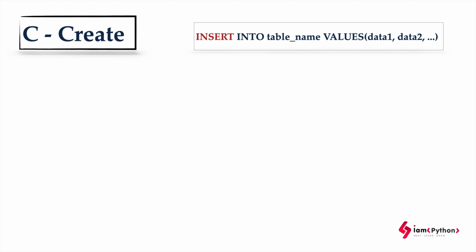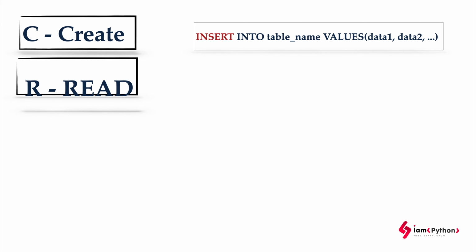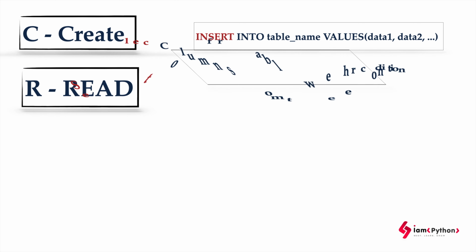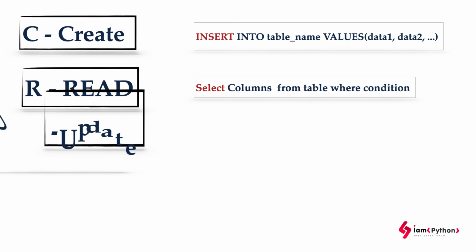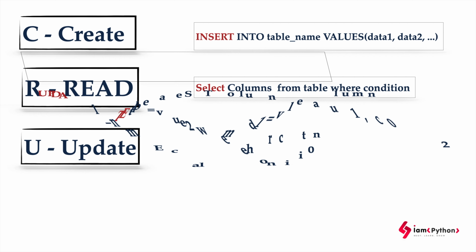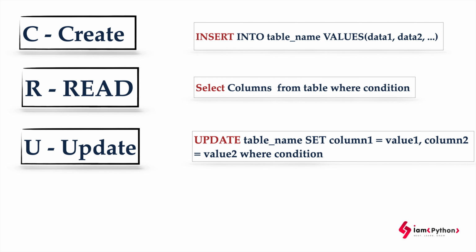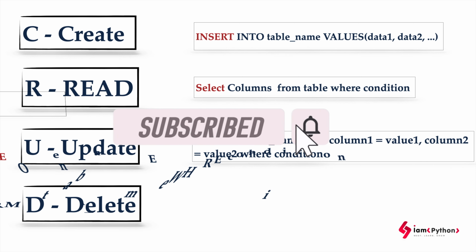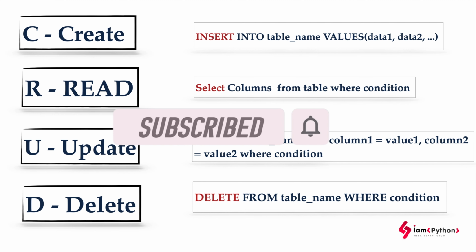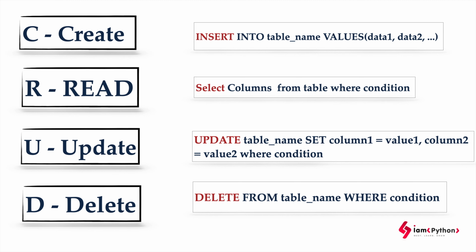So we can see here, C stands for create, and when you refer to the SQL query, somewhere it is INSERT INTO table name VALUES of data 1, data 2 and so on. And also read, which is the SELECT statement: select the columns from the table where conditions. The next one is update, basically updating the particular column data based on the conditions, that's the UPDATE statement. And the last one is delete. Basically in delete, you are deleting some data from the table based on the condition.